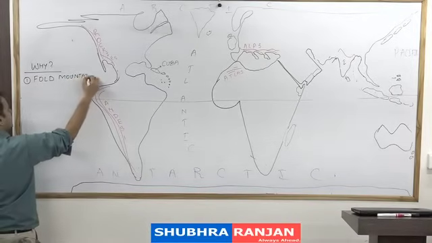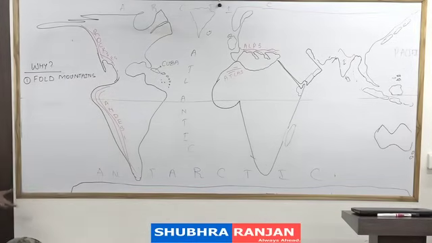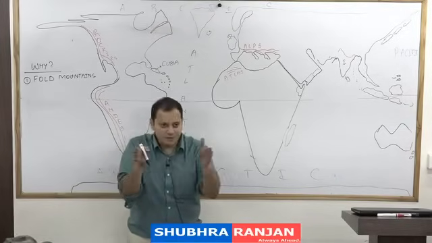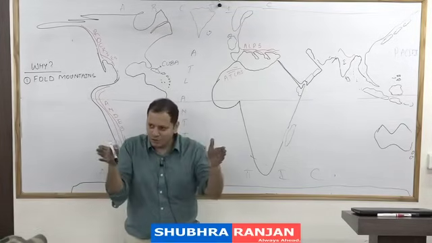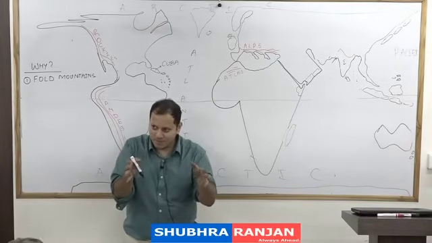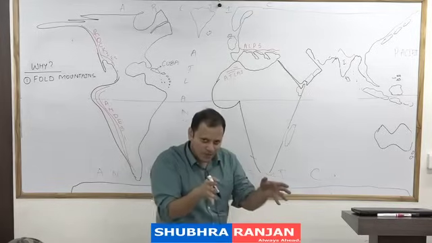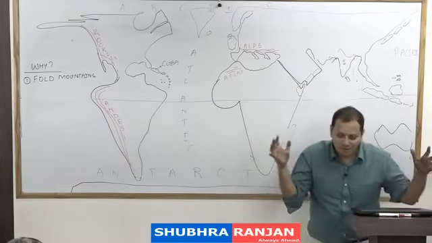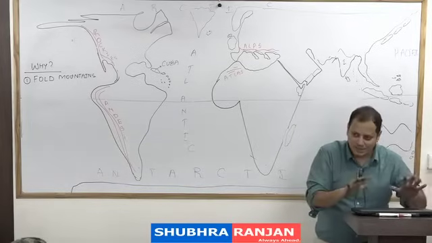So fold mountains are the highest, but what difference does that make? Now what do you understand by fold? They are formed due to the folding of the earth. What has folded on the earth? The earth's surface has folded. The earth's crust has folded. How did the earth's crust fold? Because of the heavy amount of forces that are coming from the interior of the earth.